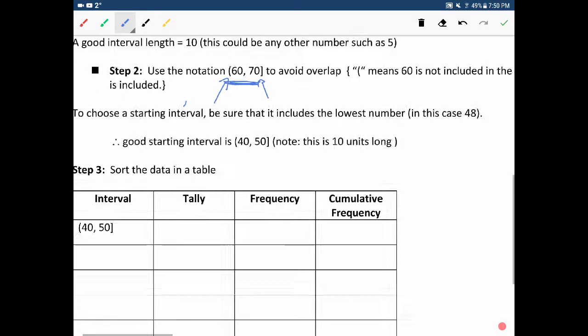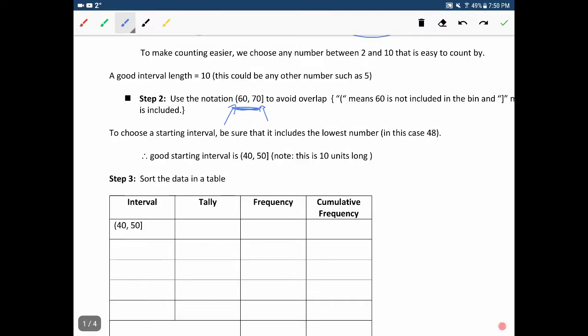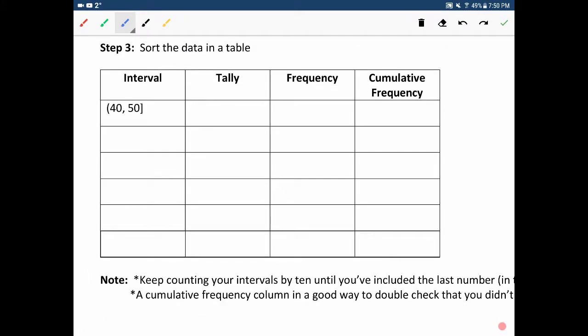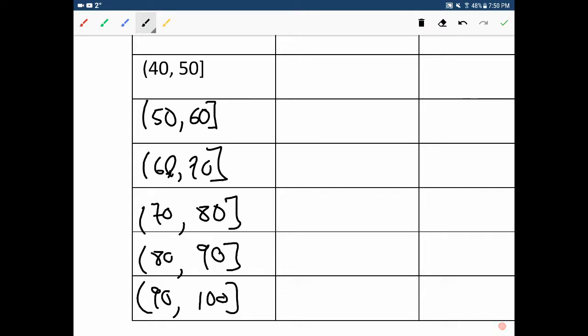In this case, a good start interval is going to be 40 to 50 because that's going to include our first mark. So you're just going to set up these intervals. We go 40 to 50. Now we're going to go 50 to 60, and again, we'll do a square bracket there, a round bracket here. Then we'll go 60 to 70, and we just go all the way through up to 100, with square brackets showing that it's included. And we'll go 70, 80, 90, round, round, round.